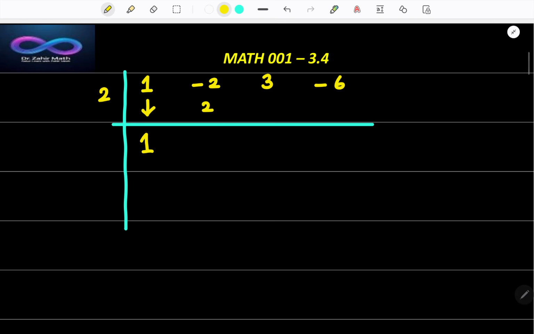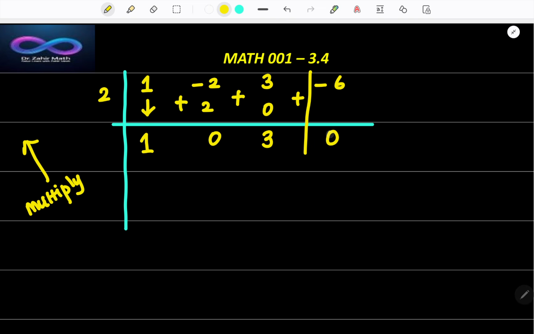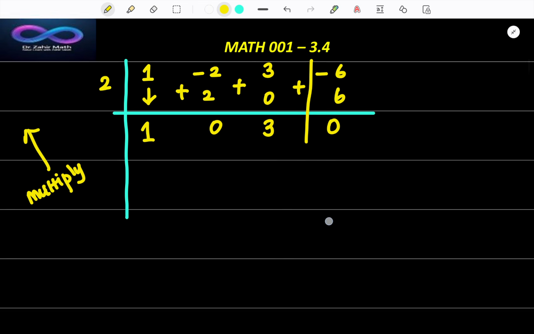So this is 1. 1 times 2 is what? 2. Minus 2 plus 2 is what? 0. 0 times 2 is what? 0. Then add. I told you this side is what? Multiply. And this side it is what? Plus, plus, plus. Okay. The last you must get 0, keep in your mind, because we took the answer from the calculator. So 3 times 2 is what? Which is 0. So you are getting 0.